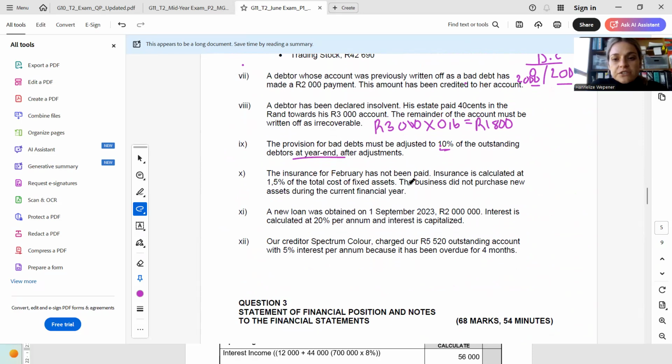Then the insurance for Feb has not been paid. Not been paid, meaning that I'm currently only showing insurance for 11 months. I'm reporting on a 12-month period, therefore I have an accrued expense. Insurance is calculated at 1.5% of the total cost of fixed assets. The business didn't buy any new assets during the year.